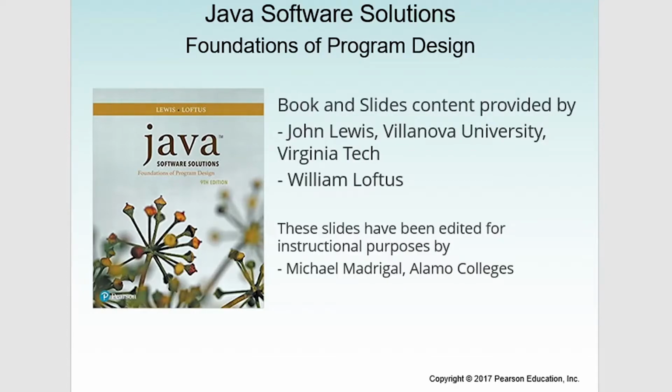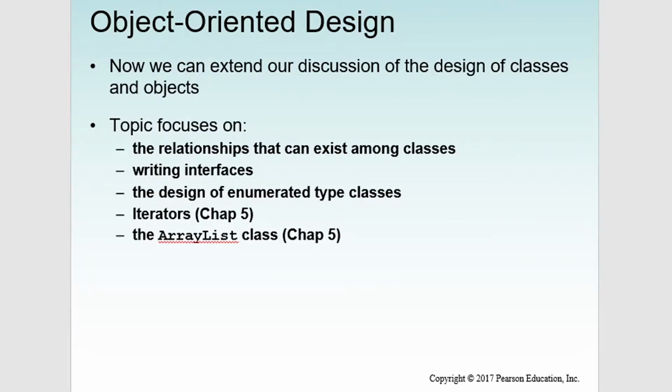So I'm going to go over some topics from Chapter 7, Object-Oriented Design. The things that we're going to cover are relationships between classes. We're going to talk about writing interfaces. We're going to talk about designing enumerated types. We're going to go over the iterator interface and the array list. Those are both from Chapter 5.